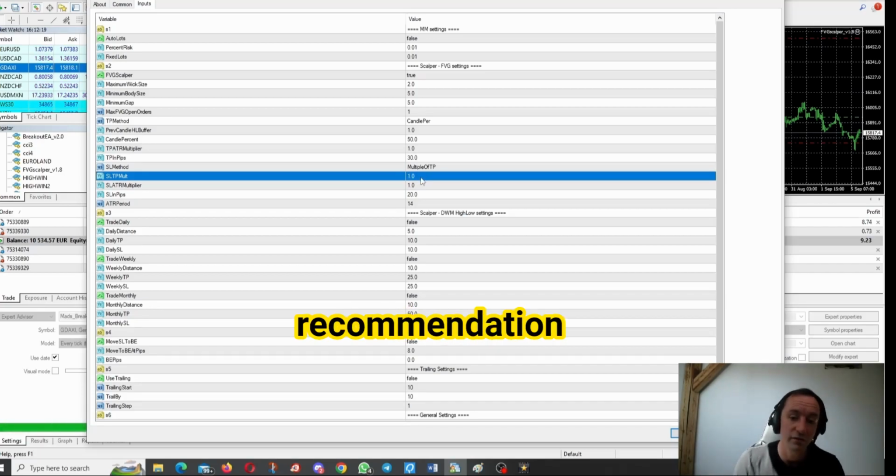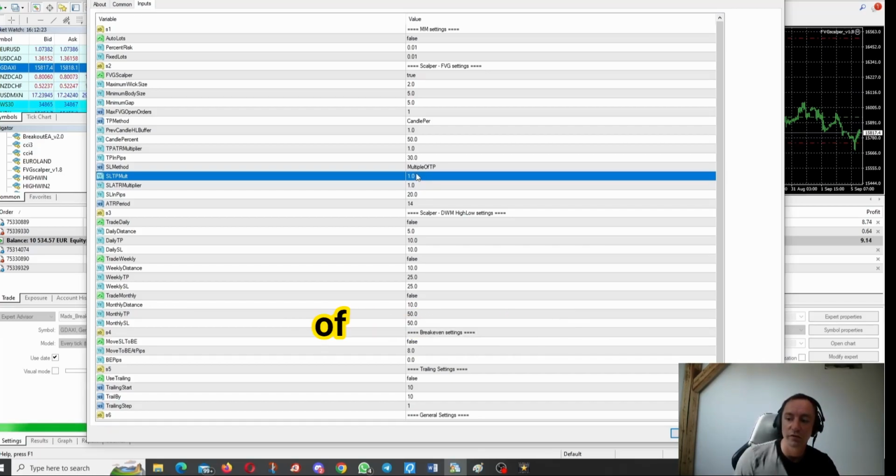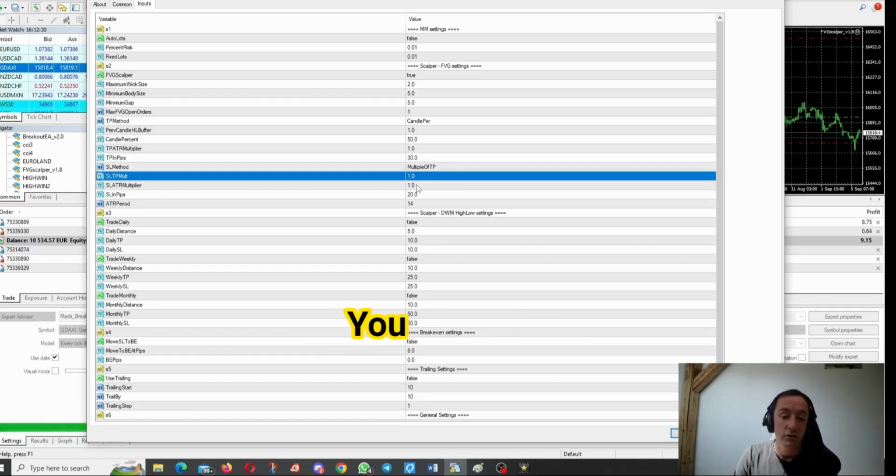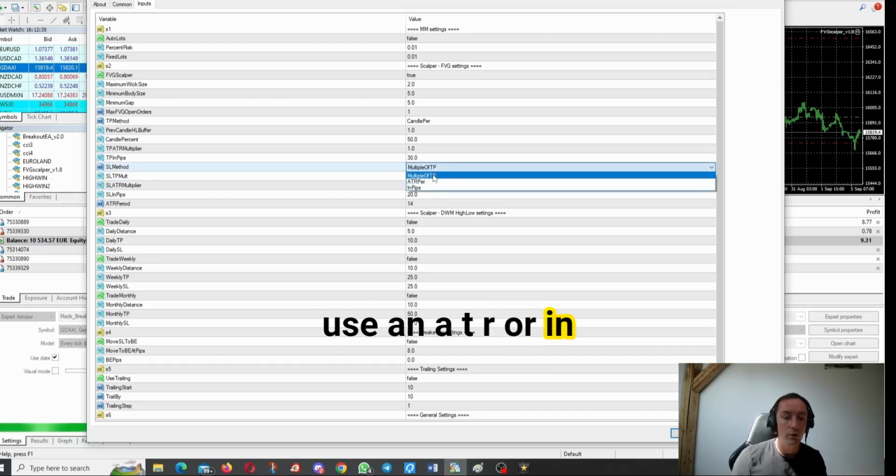It depends on your risk reward ratio that you want to have. So my recommendation is to have it at 1 or less, basically. With these sort of scalpers, that's the minimum I'd suggest. But again, do your own backtest, do your own research. You have the power to decide with this bot. You can also use an ATR or pips as well.